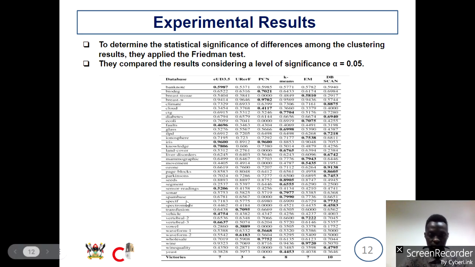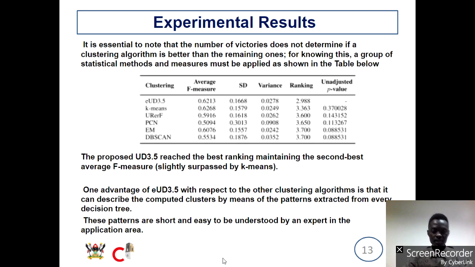And remember, for us, what they were proposing is the first one, UD 3.5. It has 7. However, the number of victories does not determine that one clustering algorithm is better than the other. No. Because you need to know that a group of statistical methods and measures must be applied, like the table below.